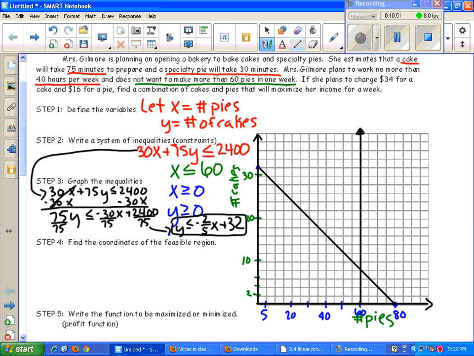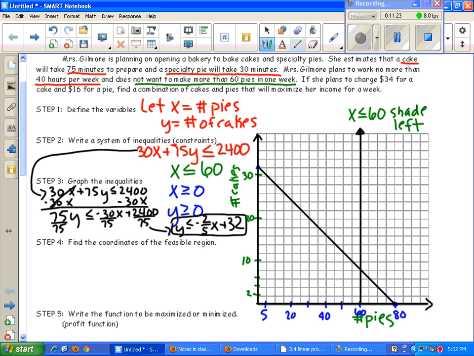And now that I have that, I'm not finished, because remember, whenever you're graphing inequalities, you have to graph the shaded region. So what I like to do, because you're going to be graphing a lot of lines, I like to label my lines so that I know what they are and I don't forget. So this is x is less than or equal to 60. If we want numbers that are less than or equal to 60, that would be shaded to the left.